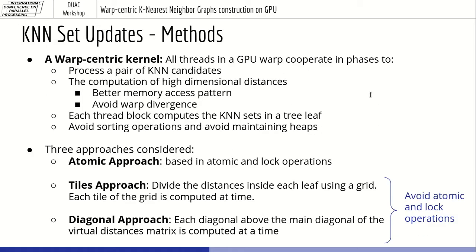In our experiments, we have considered NVIDIA hardware. We designed 3 different warp-centric kernels for KNN sets updates. In each kernel, the warps cooperate in a set of tasks as described here. The most representative task is the computation of high-dimensional distance, which produces high throughput and avoids sorting operations or the need to maintain heaps. The 3 approaches are the atomic approach, the tiles approach, and the diagonal approach. The latter 2 avoid atomic and lock operations. I will explain them in the next slides.